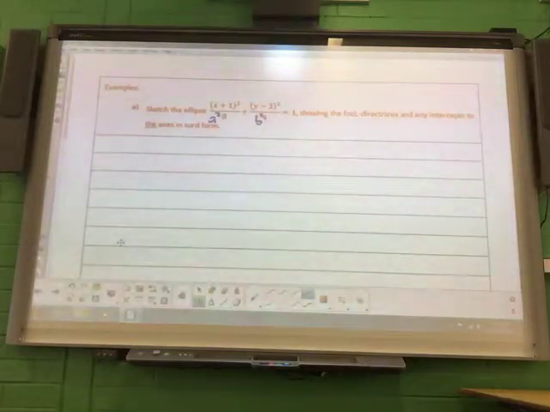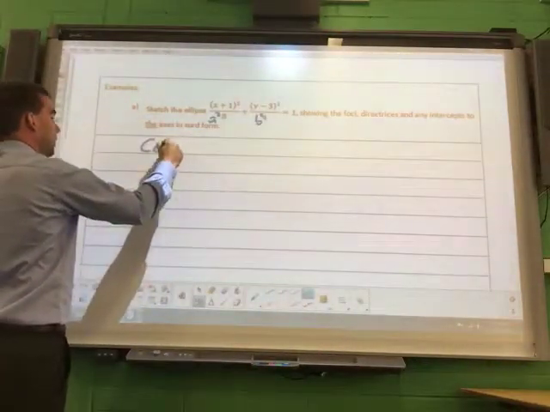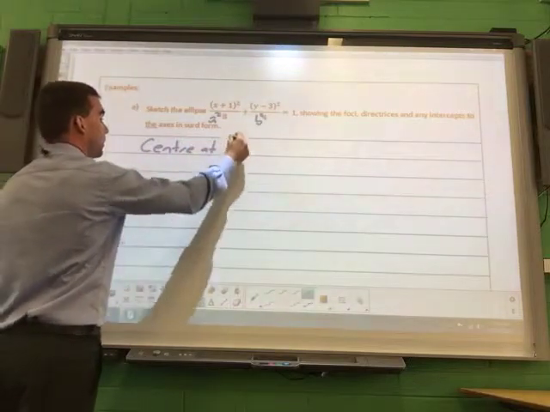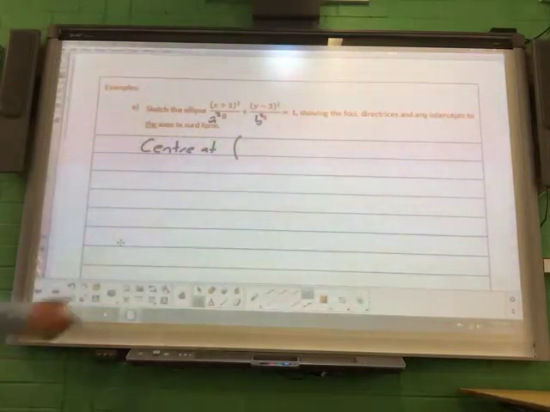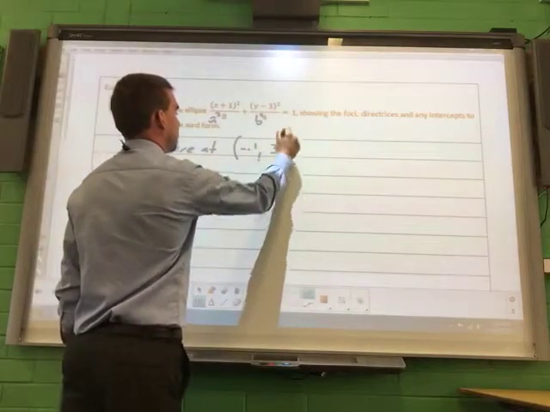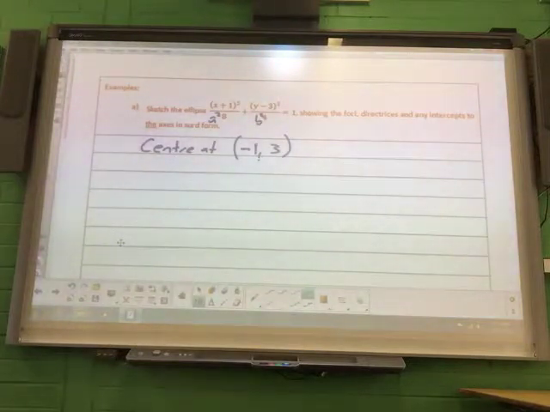Okay, then we need to show the foci, vertices, and any intercepts to the axis in surd form. Okay, so we've got that shift to the centre. That's the next thing I'd be considering. What's the coordinates of the centre? Right, so we need to know where the foci and vertices are, but before we can determine those, what do we need to determine first? The eccentricity.